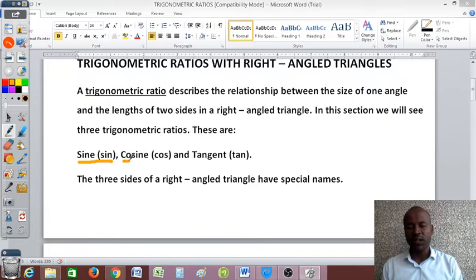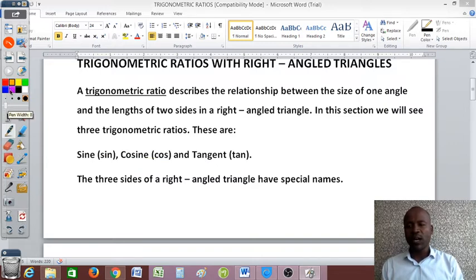The second trigonometric ratio is cosine. In short, you can read or write it as cos. And the third trigonometric ratio is tangent. In short, you can use tan. So we have these three trigonometric ratios. These are sine, the second one is cosine, and the third one is tangent. We'll see these three trigonometric ratios.